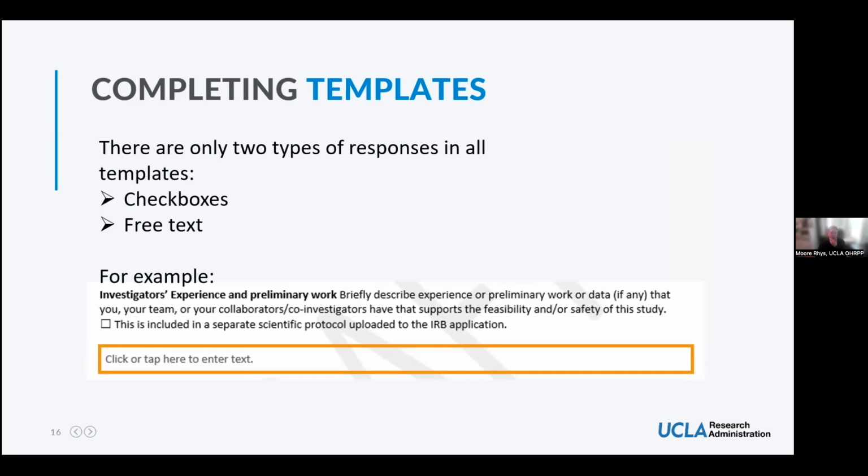For this particular question, you could either check a box that says this is included in a separate scientific protocol. For instance, in the example I gave, where there's an FDA protocol developed to submit for an IND application, you could check the box that says the investigator's experience and preliminary work is listed in that protocol, if it is. Or you could simply fill out the free text section, saving as you go, of course, always. I believe this bar will expand to the size of the text that you put in it.